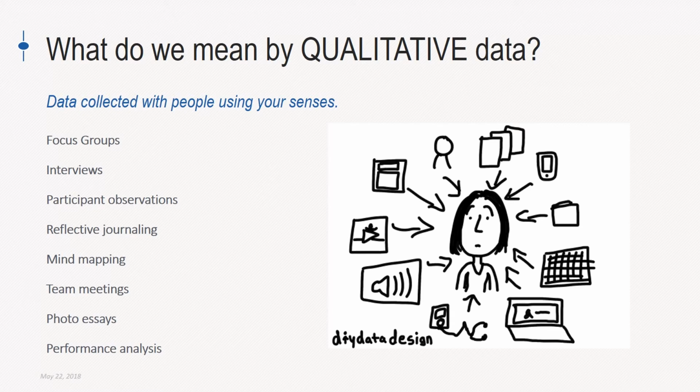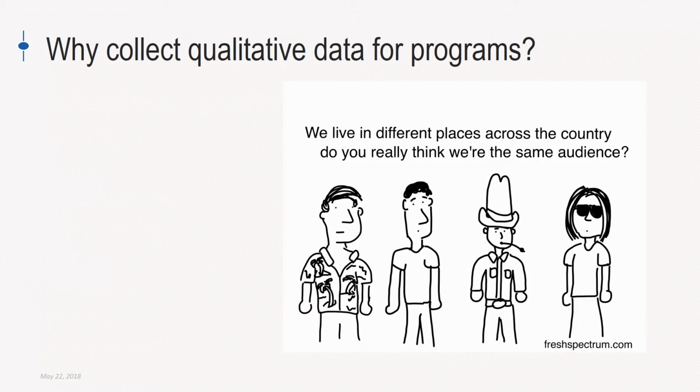So this other cartoon by Chris Leslie, Fresh Spectrum, says, "We live in different places across the country. Do you really think we're the same audience?" And with NSF Includes, and in other grant projects where we talk about multi-site evaluations or bringing in different populations, it's important to be mindful of the culture that we're doing the evaluation in. So qualitative data can help with that.